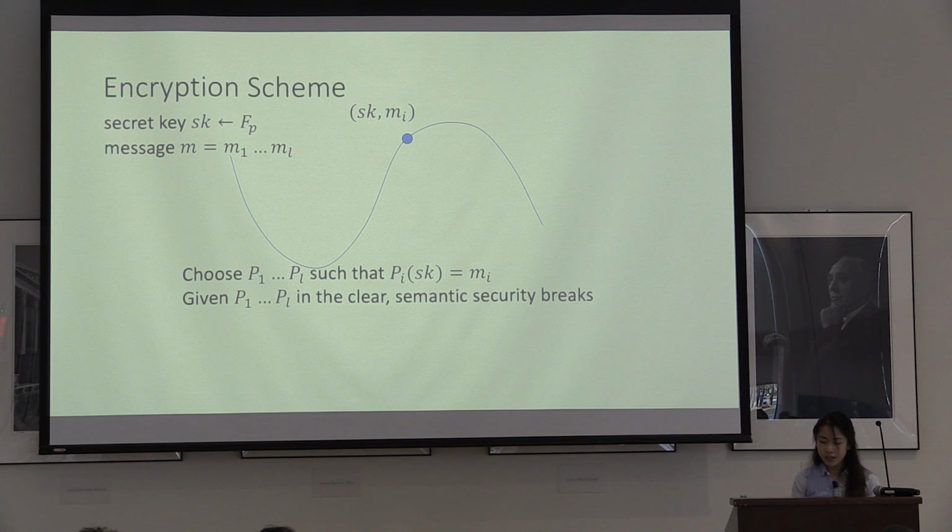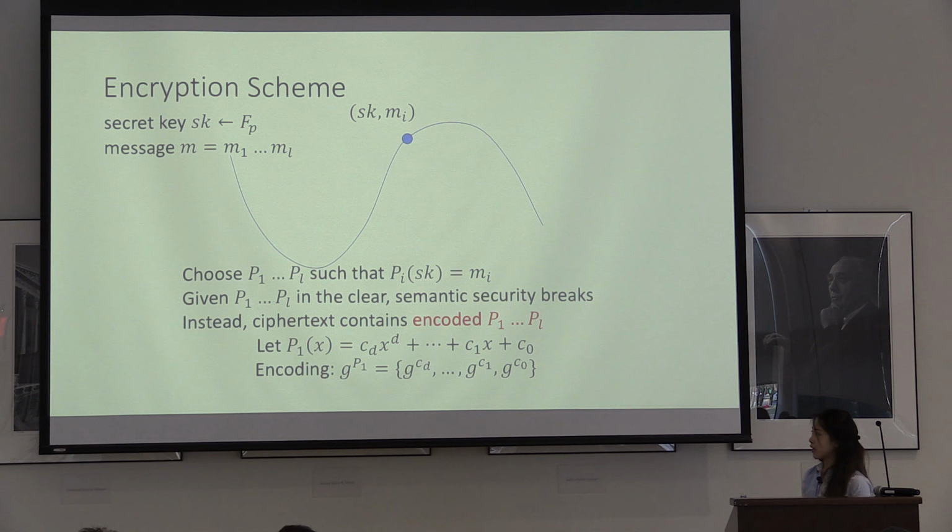So instead, our ciphertext is going to contain encodings of these polynomials. So let's just say that we have a polynomial that has coefficients c_d through c_0. The encoding of this polynomial will be g to the p, where this is the set of group elements g to the c_d through g to the c_0, where g is a generator for a bilinear group. So again, an encoding of a polynomial will be a set of group elements that hide the coefficients of the polynomial in the exponent.